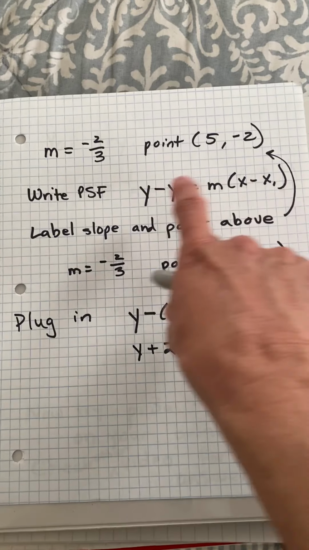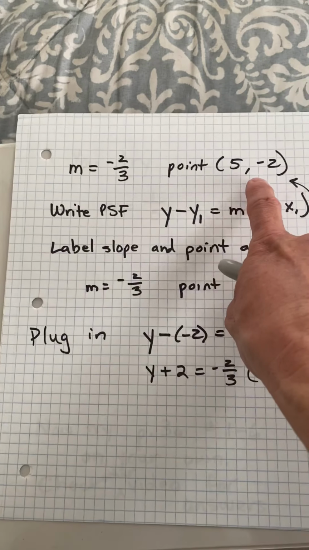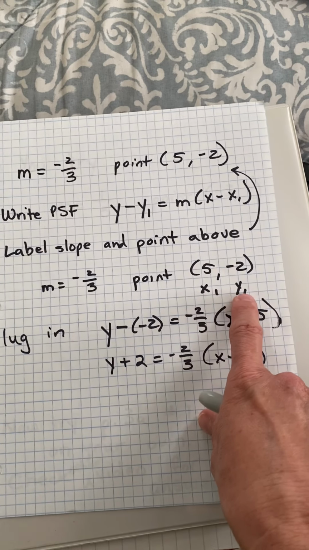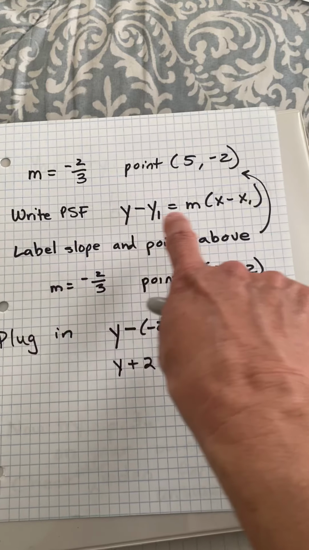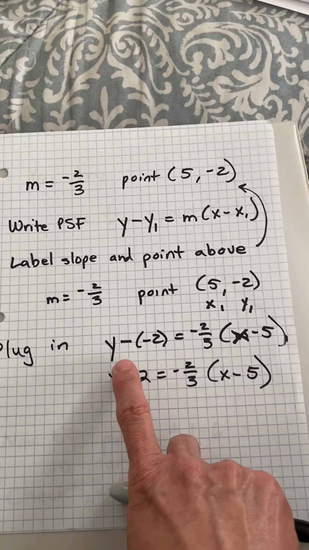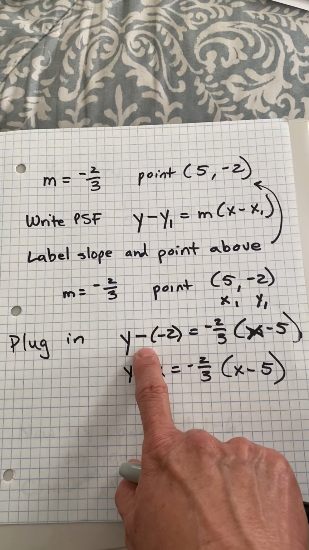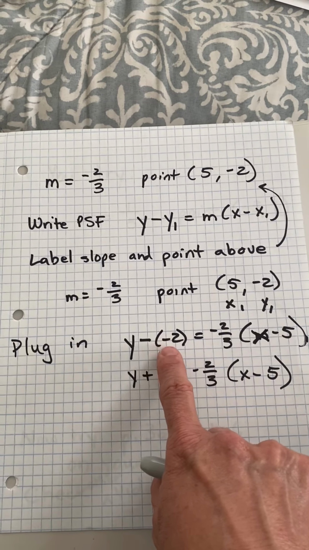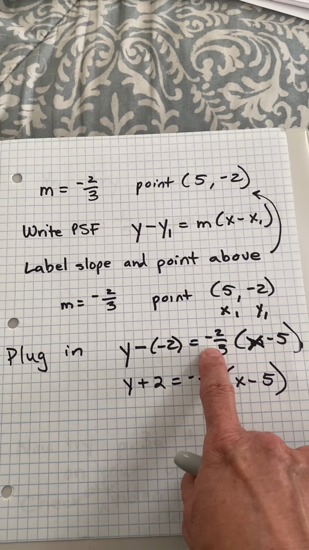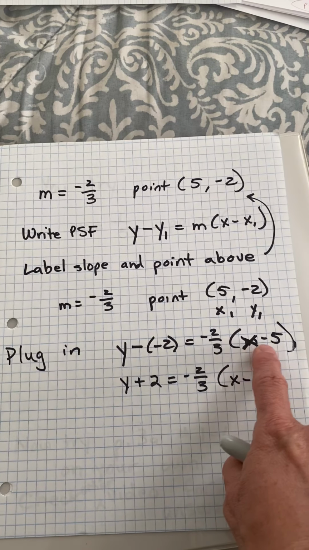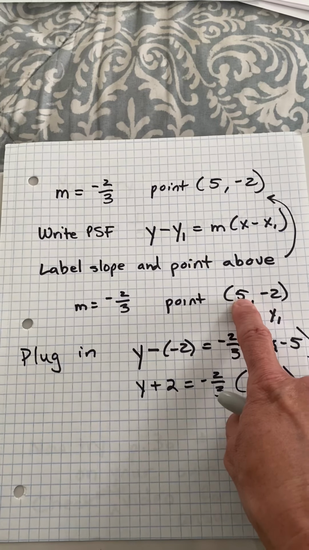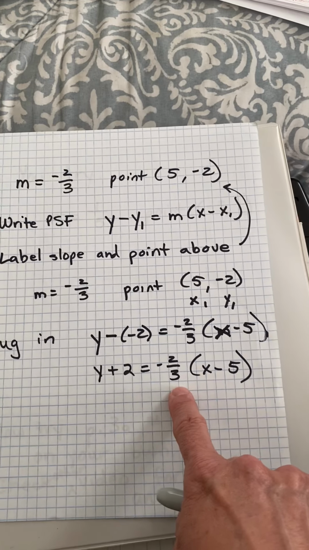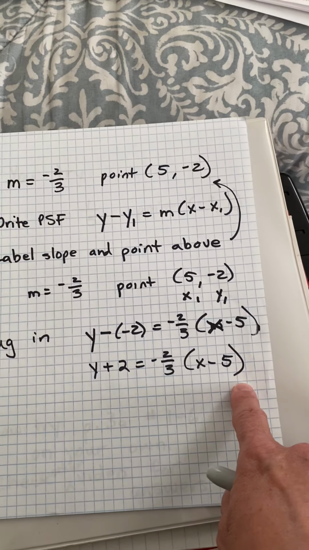So the first thing you do is you label the slope and you label the point. So here I label the point x sub 1, y sub 1. Now I use this and just plug in. So I do y minus y sub 1. Well, y sub 1 is negative 2. So y minus negative 2 equals the slope negative 2/3 times x minus x sub 1, which is 5. So that becomes y plus 2 equals negative 2/3 times x minus 5.